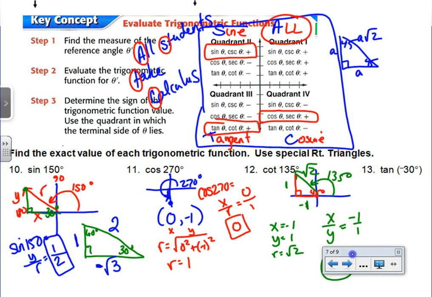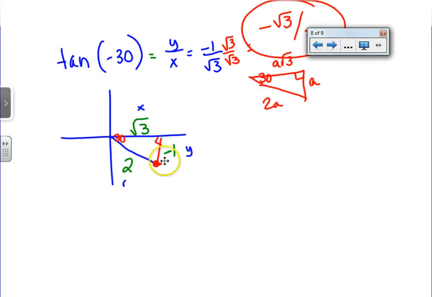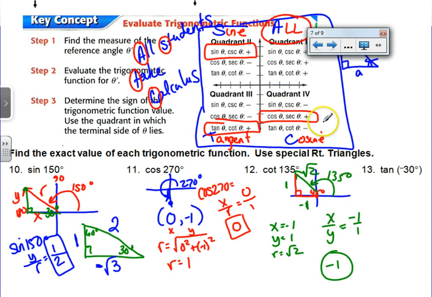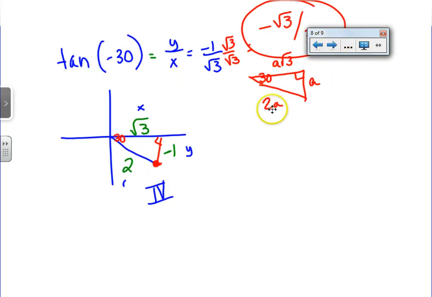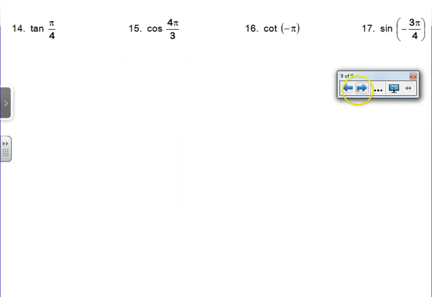The reason I bring that up now is because once I have my answer written down, I try to think, was my answer supposed to be positive or negative? So for instance, when I did tangent of negative 30, what quadrant was negative 30 in? This is number 4. Was tangent supposed to be positive or negative in quadrant 4? It's supposed to be negative. Did I get a negative number? Yes, and that would have to do with the fact that you guys remembered since he went down 1 unit, we're going to call him a negative 1.